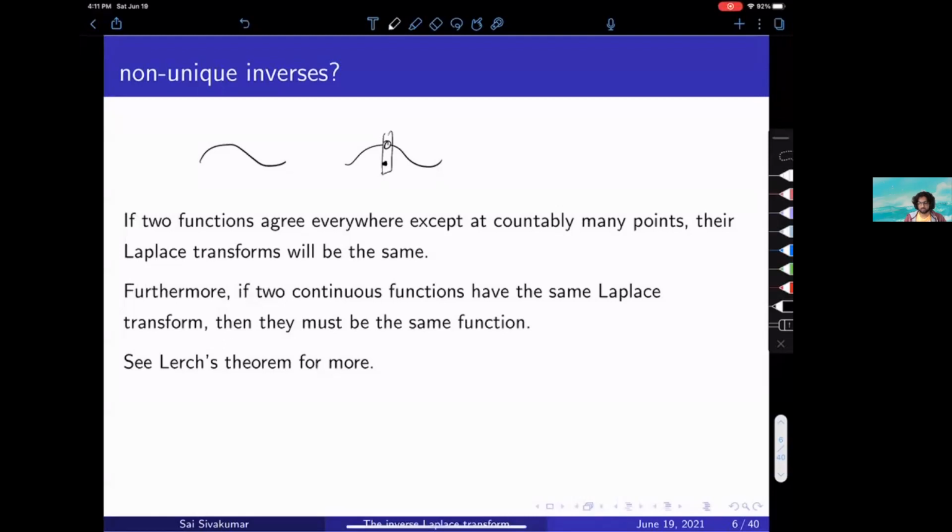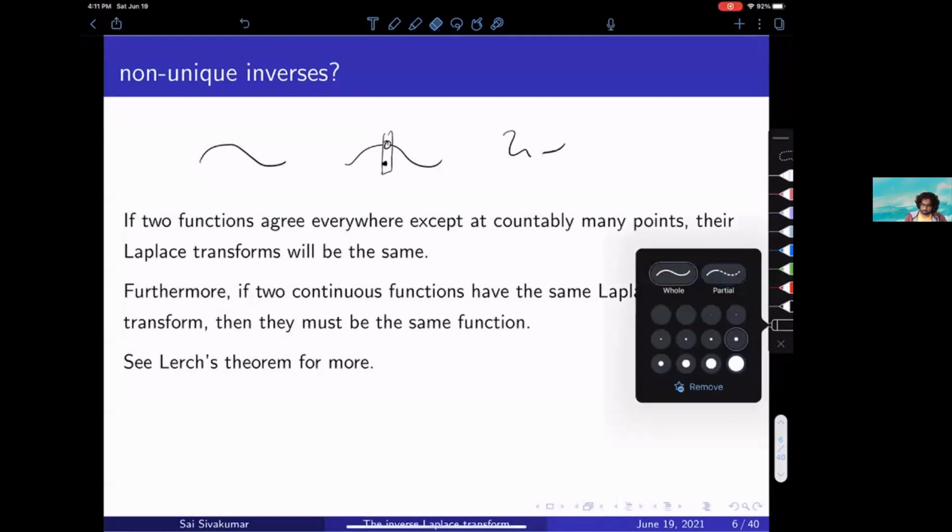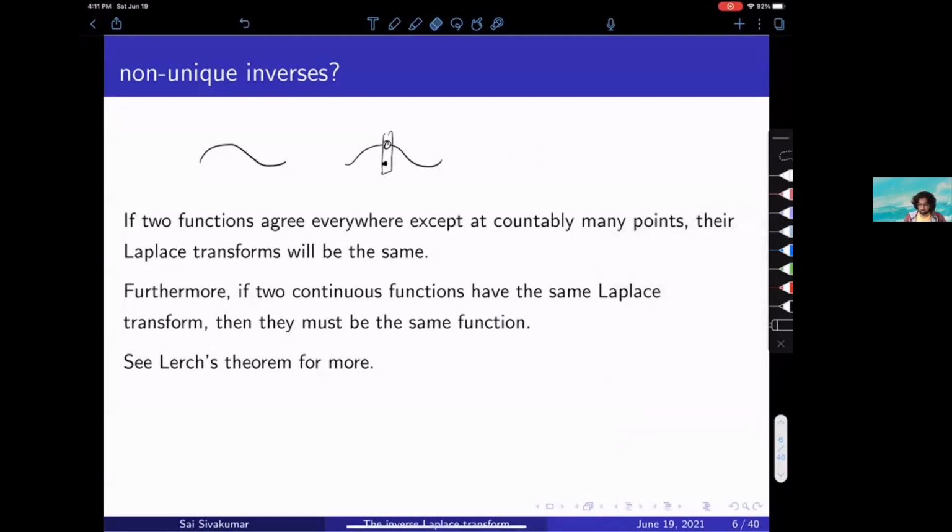It will look exactly the same, because this is just one point. There's no difference when you're actually integrating. It would be different if it were a completely different function altogether. But if it differs only at a few points, not intervals, then it's identical, which is weird. There are ways to deal with it, but I'm not going to talk about that. There is a theorem, Lerch's theorem, that deals with all that.